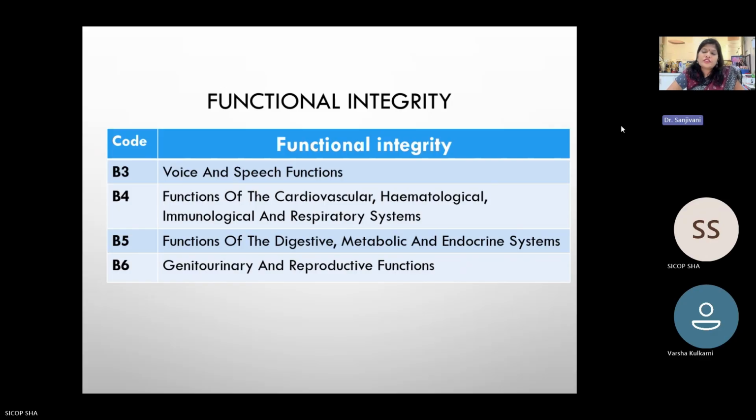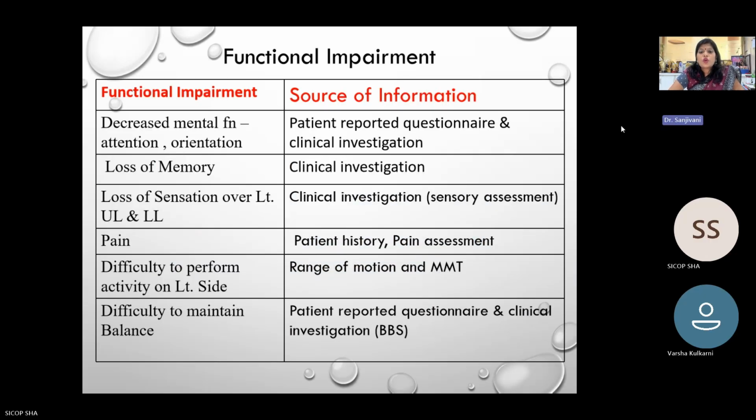And why is integrity important? Because on the basis of integrity we are giving treatment to the patient. This is the intact part of the patient, so with the help of that we can use that part and then we can give the treatment. Next. So now functional impairment. Functional impairment: decrease in mental attention.